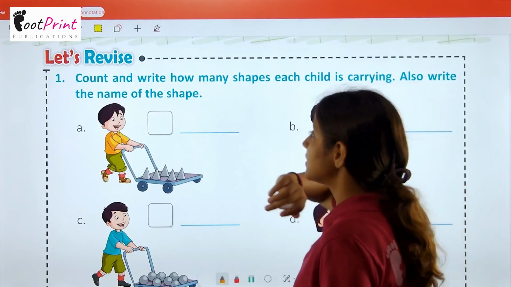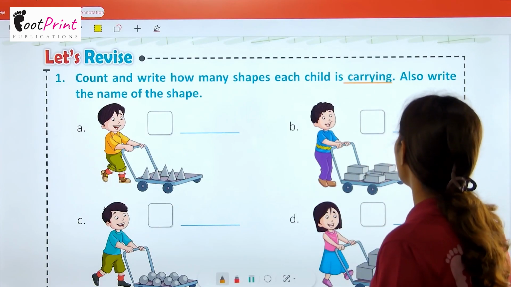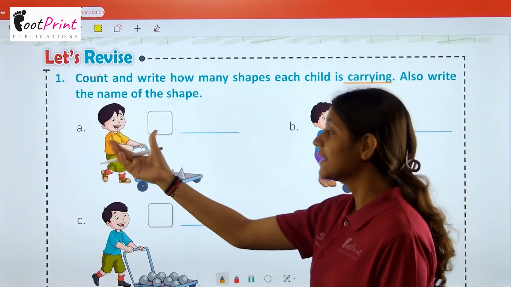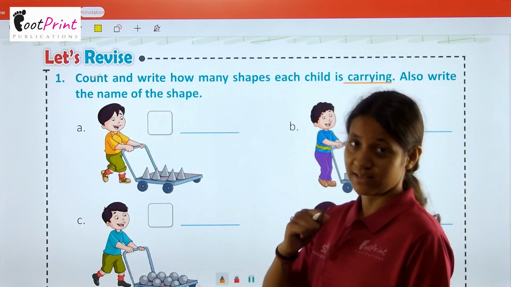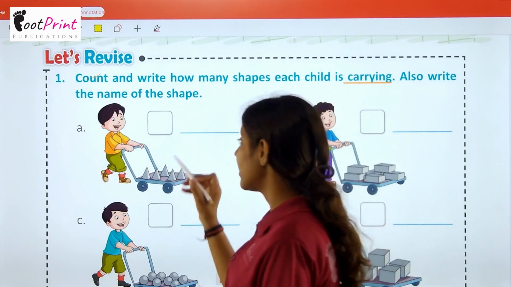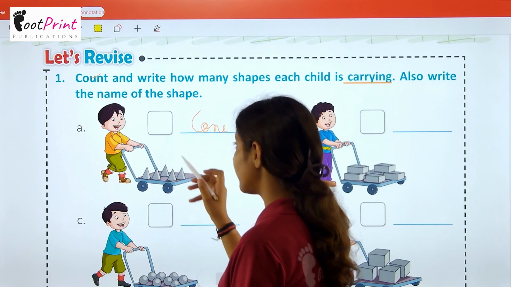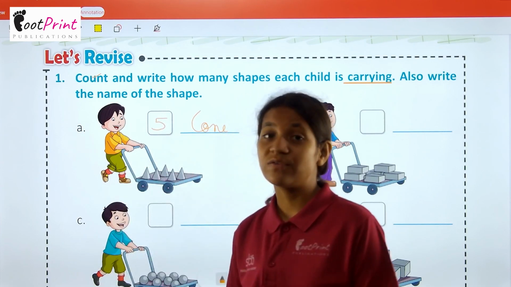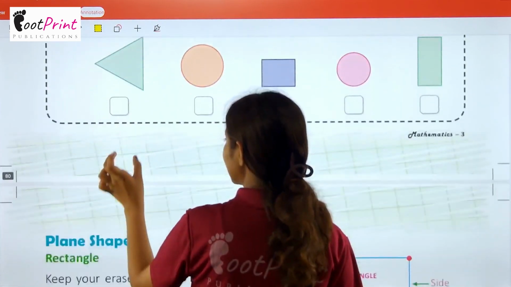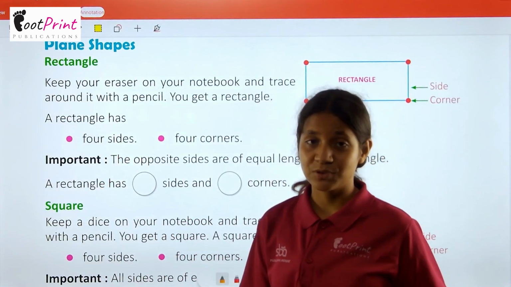Here we have the let's revise exercise. It is written here: count and write how many shapes each child is carrying. Also write the name of the shape. So basically हमें यहाँ पे बताना है कि इस बच्चे ने कितनी shapes को carry किया है और कौन सी shape है. Basically this is a cone, so we are writing here cone. And 1, 2, 3, 4, 5. There are 5 in total, so we are writing here 5. In a similar manner, you can do this let's revise activity to warm up for this chapter by yourself.